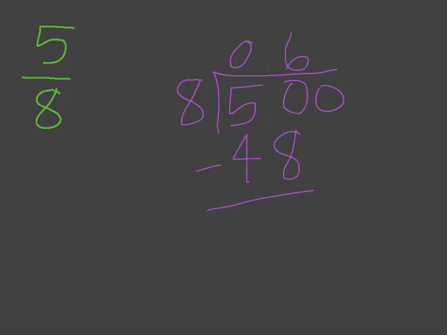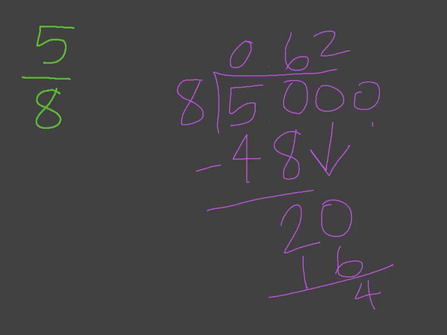So 50 minus 48 is 2. I bring down another 0. I have 20. 8 goes into 20 how many times? Let's see. So 8 times 2 is 16. I have 16. 20 minus 16 is 4. And I'm going to have to add another 0 and bring it down. 8 times what gives me 40? 8 times 5 is 40. So I have my 40 minus 40 equals 0. So I'm done.